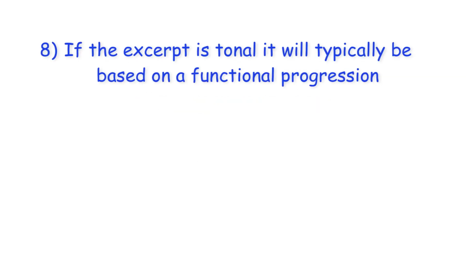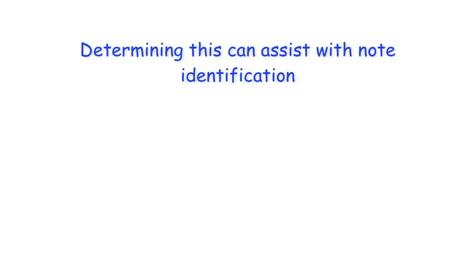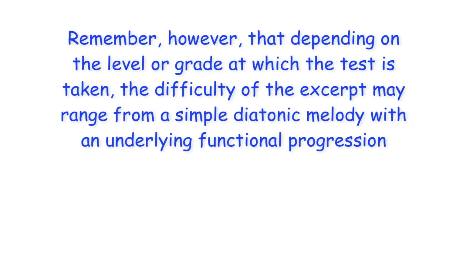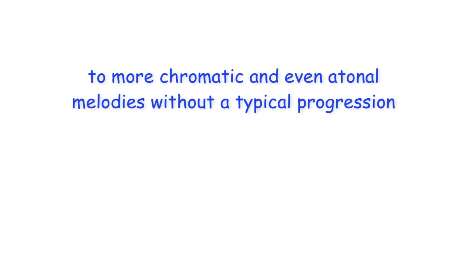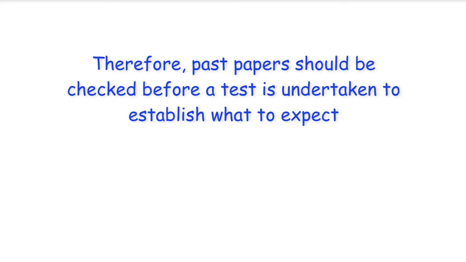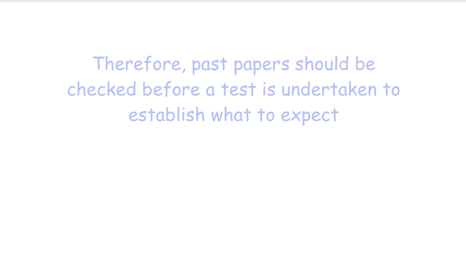If the excerpt is tonal, it will typically be based on a functional progression. Determining this can assist with note identification. Remember, however, that depending on the level or grade at which the test is taken, the difficulty of the excerpt may range from a simple diatonic melody with an underlying functional progression to more chromatic and even atonal melodies without a typical progression. Therefore, past papers should be checked before a test is undertaken to establish what to expect.